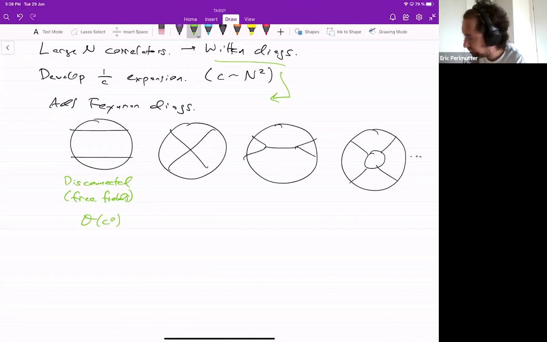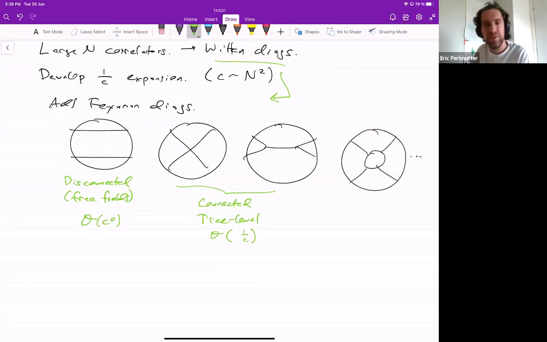Now, these guys here are connected tree-level diagrams. And so they would contribute at order 1/c in the large c expansion of some 4-point function. This, of course, is a one-loop diagram. This would contribute at order 1/c squared.